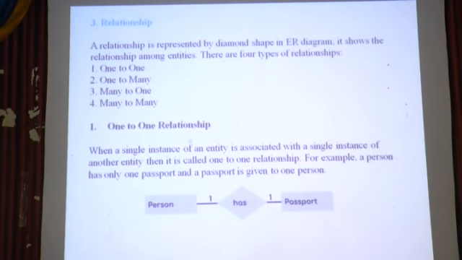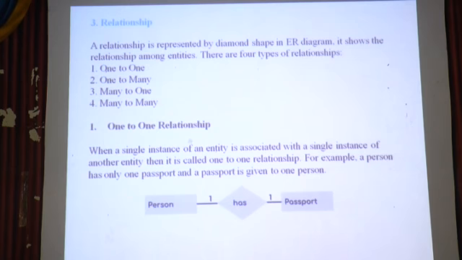Then next, the third category is relationship. A relationship is represented by a diamond symbol in an ER diagram. There are four types of relationship: one to one, one to many, many to one, and many to many. First one is the one to one relationship. The best example for one to one relationship is that a person has only one passport, and a passport is given to only one person. So this is an example for one-to-one relationship.